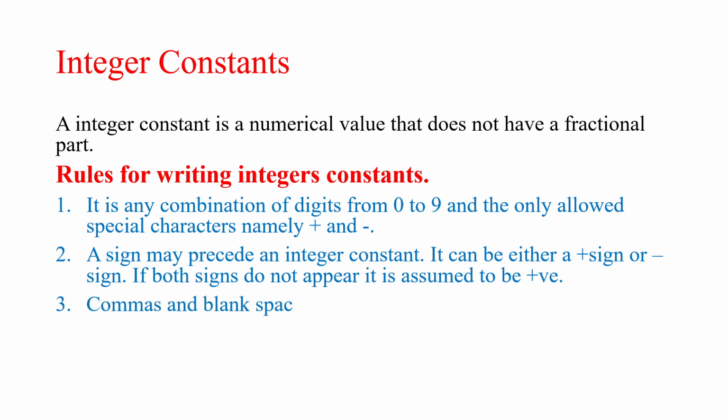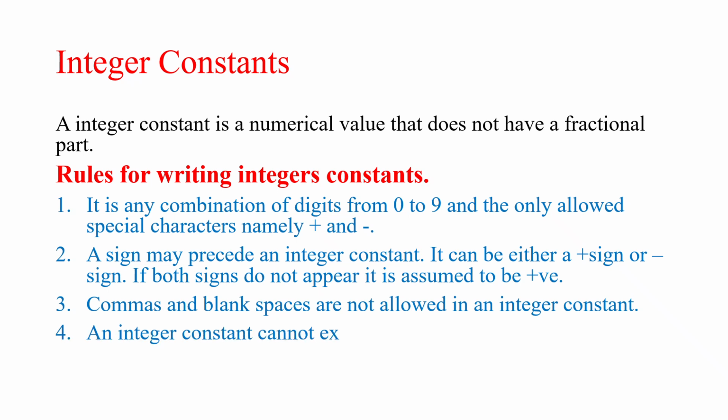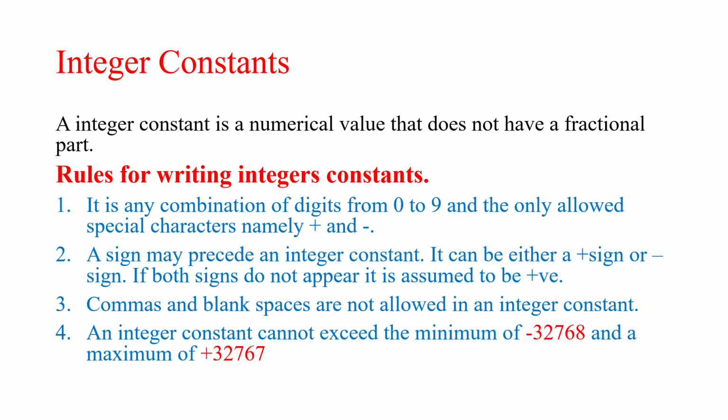3. Commas and blank spaces are not allowed in an integer constant. 4. An integer constant cannot exceed the minimum of minus 32768 and a maximum of plus 32767.